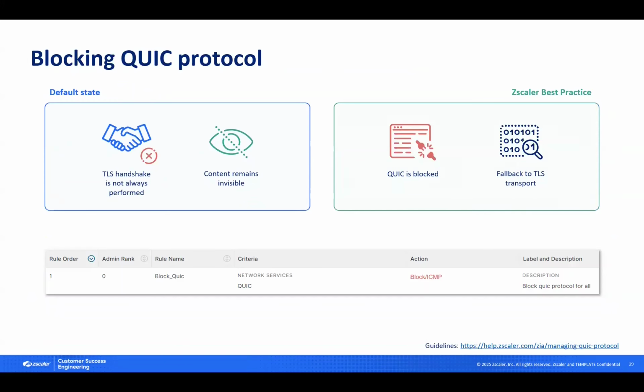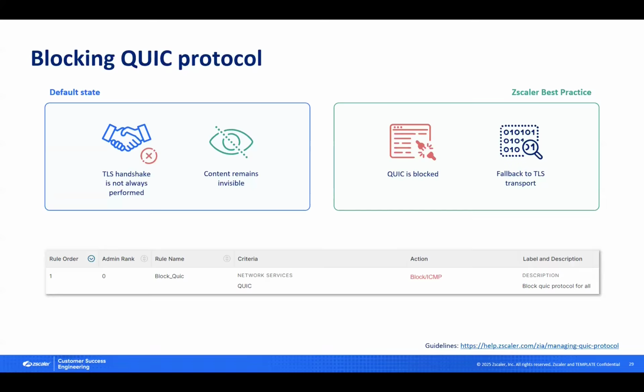A quick note, Zscaler recommends blocking the QUIC protocol. By default, if traffic uses the QUIC protocol, the TLS handshake is not always performed, which means the content can remain invisible even with SSL inspection. By blocking QUIC, you can force traffic to fall back to TLS transport, allowing for SSL inspection of traffic, which will allow security and data protection policies to be applied to that traffic.